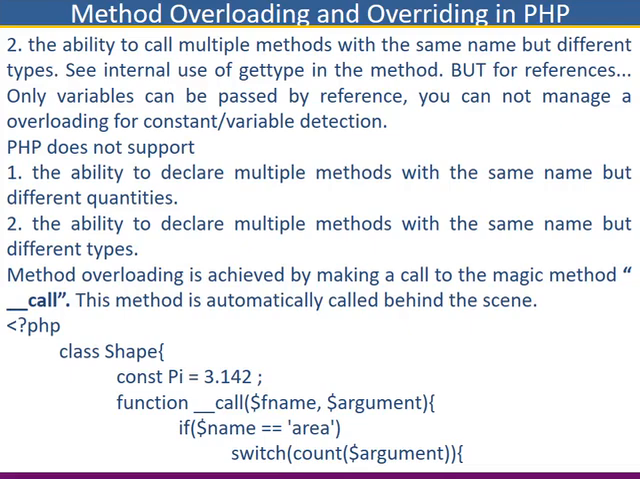Method overloading is achieved by making a call to the magic method __call. Overloading is primarily achieved in PHP using the __call magic method, which is invoked when an inaccessible method is called. We can see an example of how we use this __call magic method. We have the class Shape, with a constructor setting pi equal to 3.142.